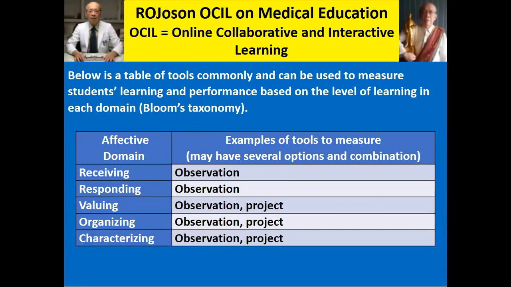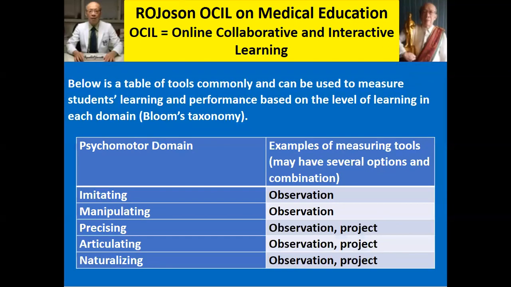Now for the affective domain, again, you have different levels. Observation can be used for evaluating receiving and responding levels of learning. Observation and projects can be used for evaluating valuing, organizing, and characterizing. For the psychomotor domain, observation are examples of tools that can be used to evaluate imitating and manipulating levels of learning. And then observation and project can be used for evaluating precising, articulating, and naturalizing.